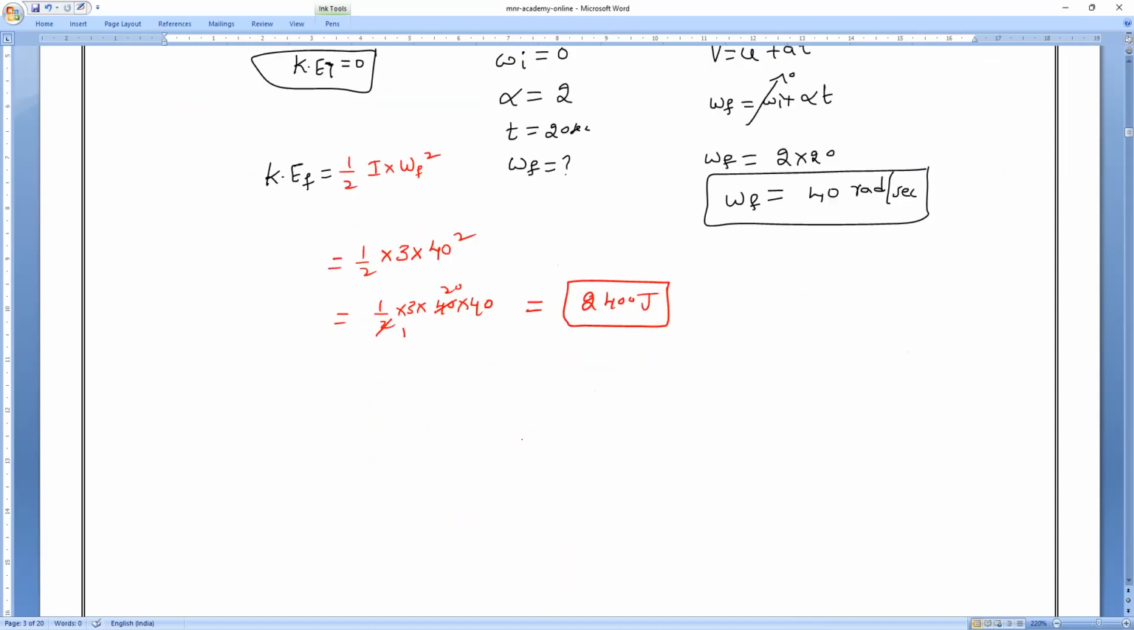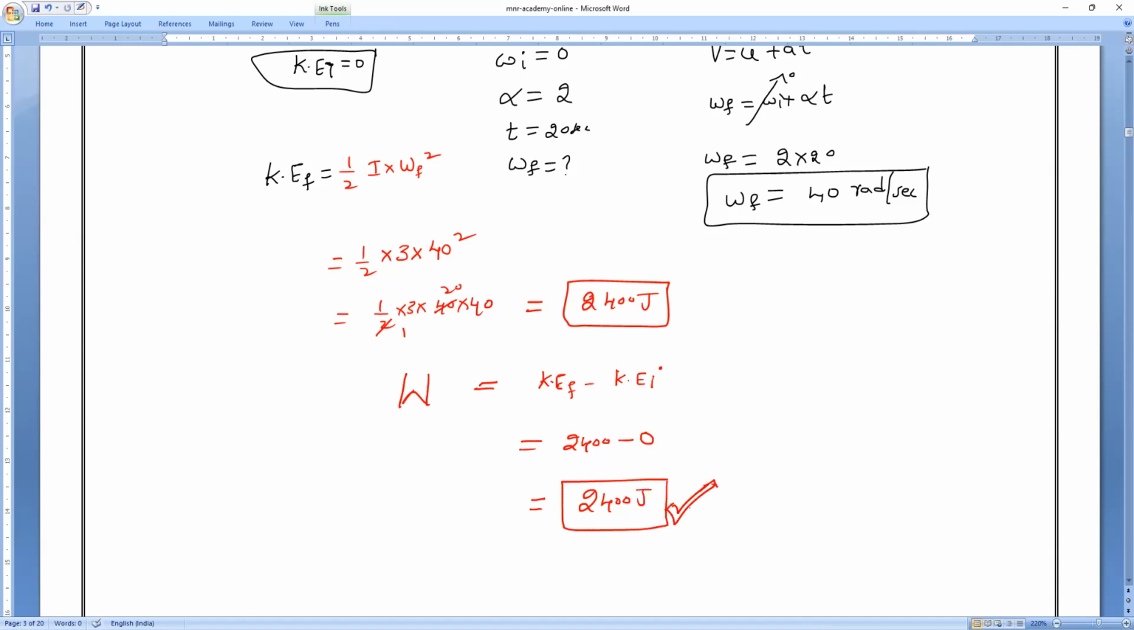So what is the work done by all the forces? Work done by all the forces equals final kinetic energy minus initial kinetic energy. Final kinetic energy is 2400, initial kinetic energy is 0. So what is the final answer, everybody?